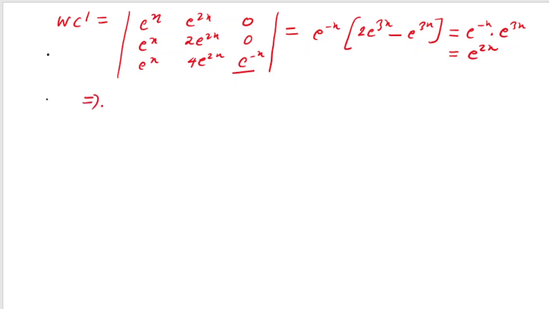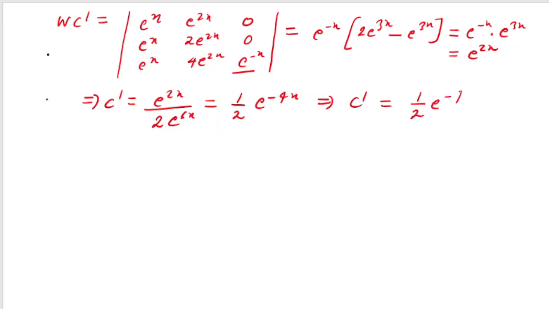So this implies that c dash is equal to e to the power 2x divided by W. The W we have calculated is 2 e to the power 6x, I hope you remember. So this is equal to 1 by 2 e to the power minus 4x. So we have c dash is equal to 1 by 2 e to the power minus 4x.